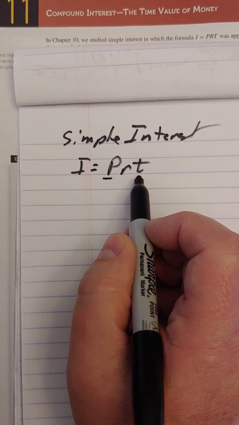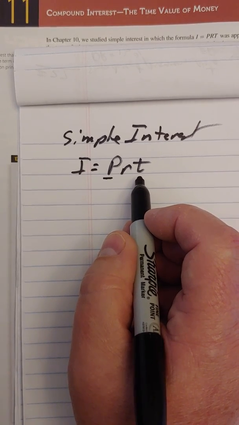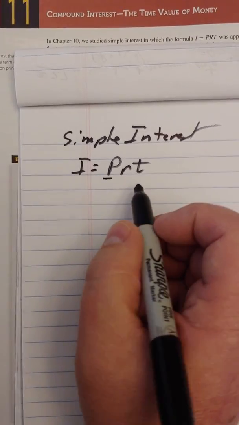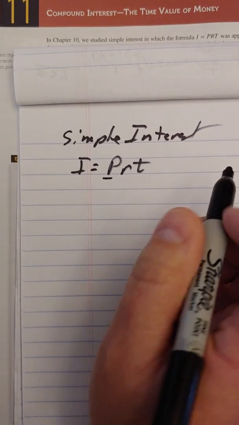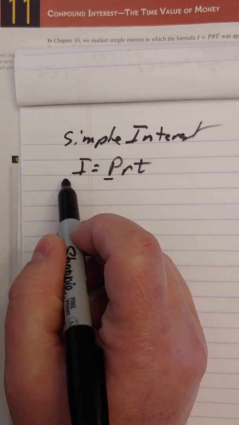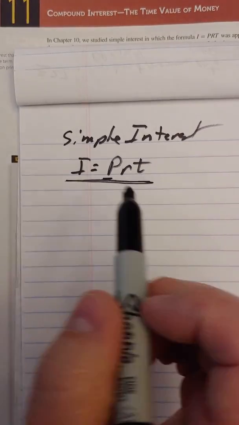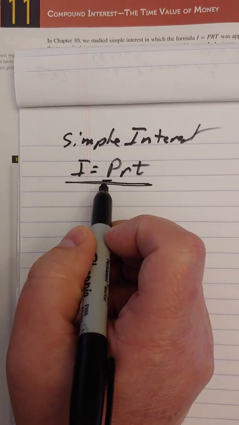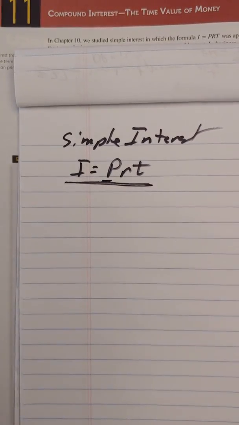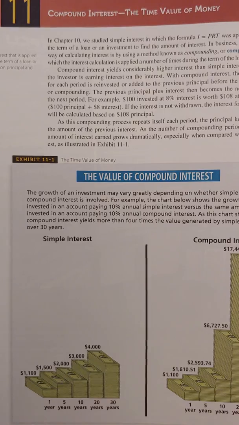So if we had days, remember we had to know, are we counting 360 or 365? In months, we would have to list it. If we were calculating it on 6 months, it would be 6 over 12. We always converted whatever the time period was into years because the rate and the time have to be within the same time period. So that was simple interest. And again, no matter how long the time period was, we were only ever calculating the interest on the principal only.